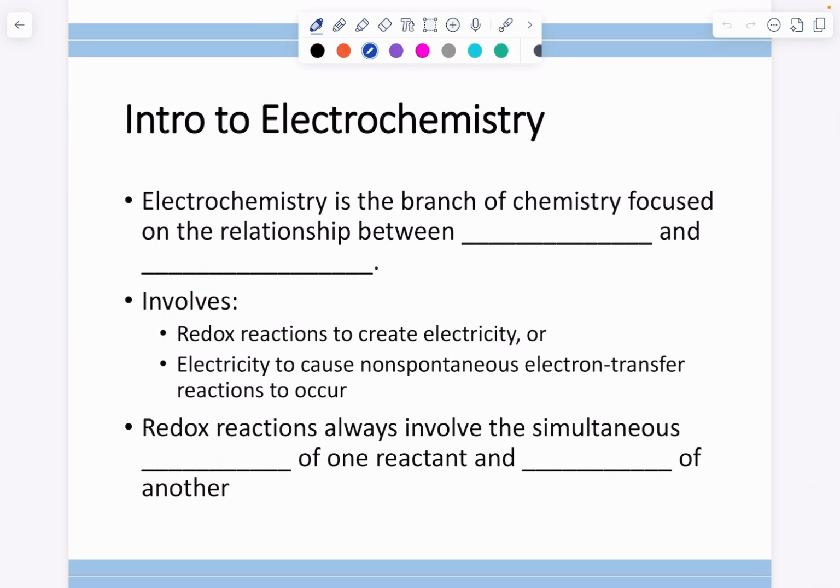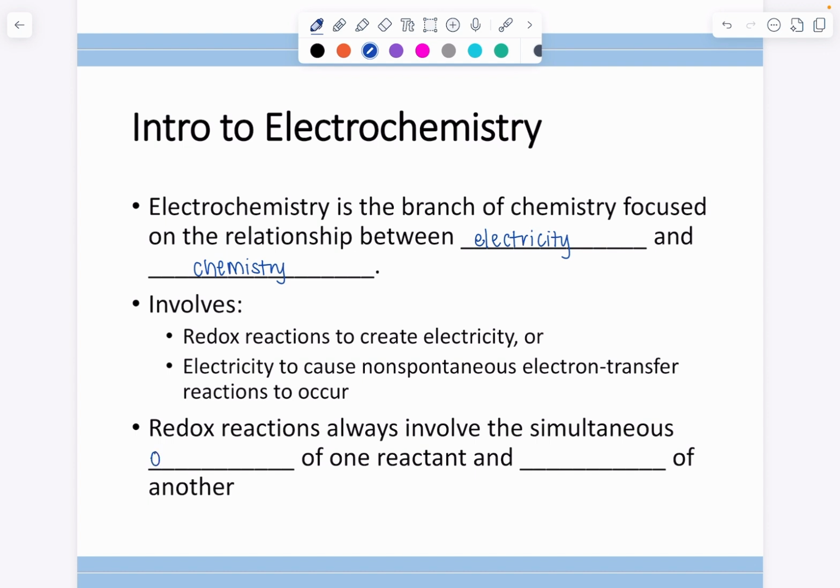So electrochemistry is the branch of chemistry focused on the relationship between electricity and chemistry. This involves redox reactions to create electricity, or electricity that will cause non-spontaneous electron transfer reactions to occur. Redox reactions, this is something we covered in Gen Chem 1, just the definition of them. These always involve the simultaneous oxidation of one reactant and reduction of another. We'll remind ourselves what that means.